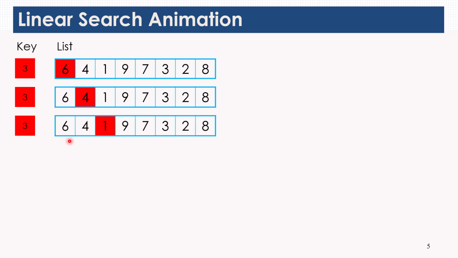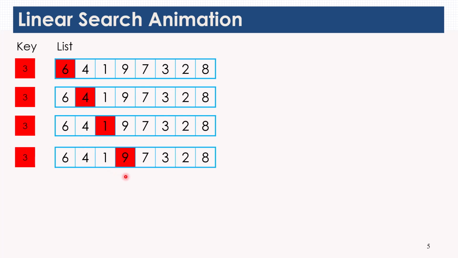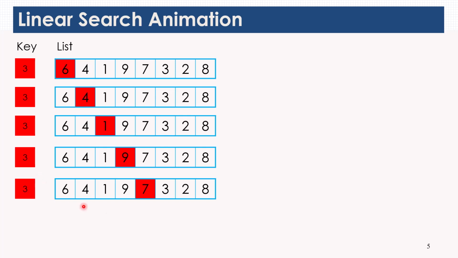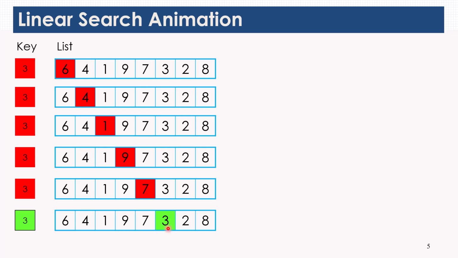It goes to the next element, 1, and 1 is not equal to 3. It goes to 9, and 9 is not equal to 3. It goes to 7, and 7 is not equal to 3. Now we have a match, so 3 is found in the list. So what is the return value from this method? The return value is not a 3.